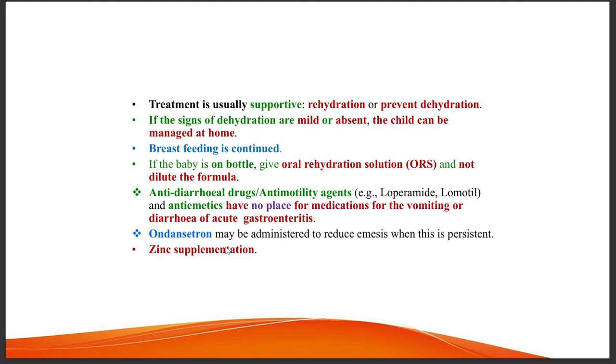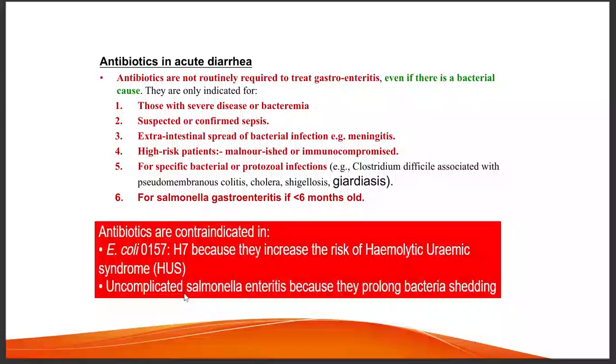Even the antidiarrheal drugs, you normally don't give them. You normally want to just continue feeding. You give the ORS, even zinc. Ondansetron can also be administered. Ondansetron is actually an antiemetic. It stops vomiting. This is just to reduce the vomiting. Zinc is very important.